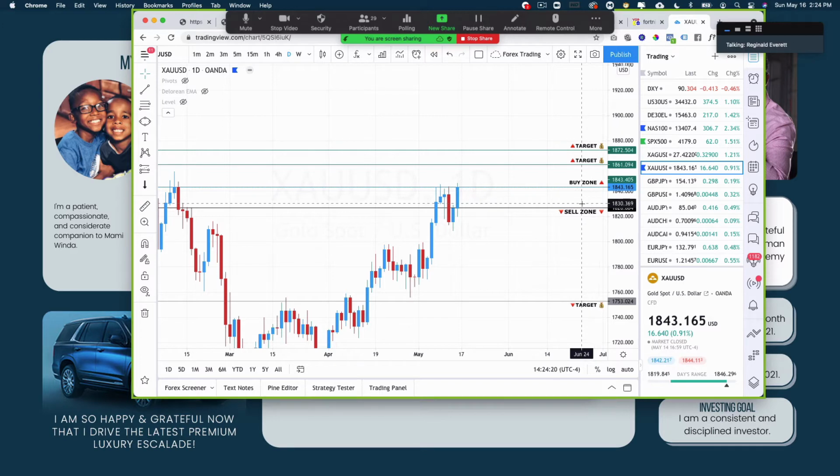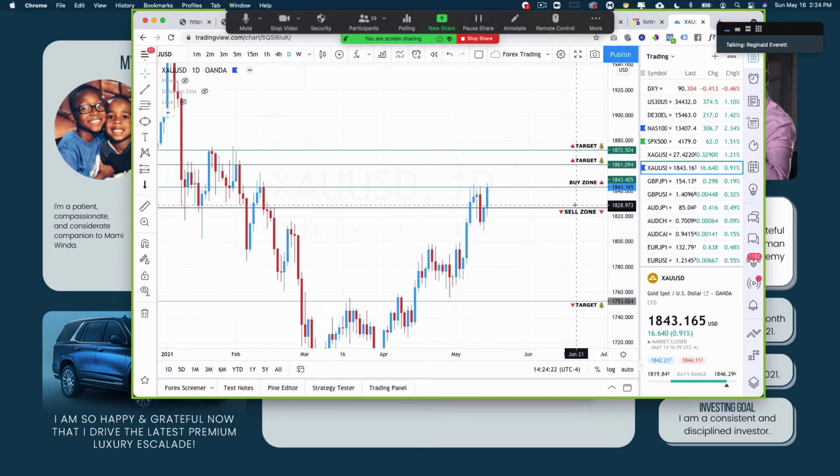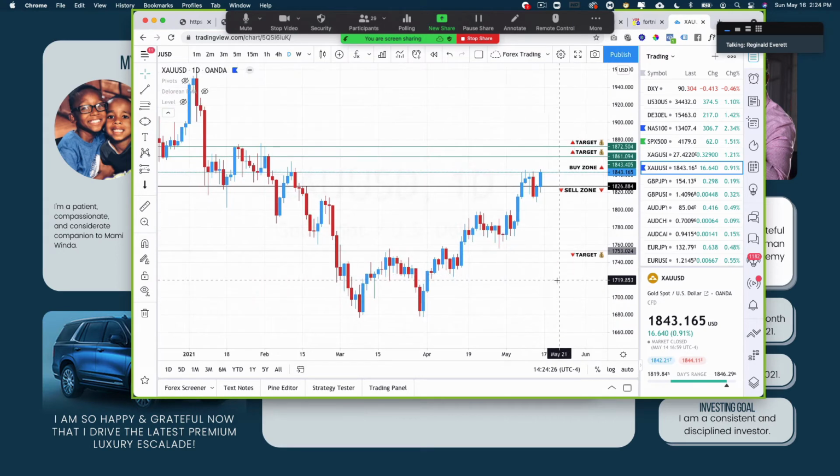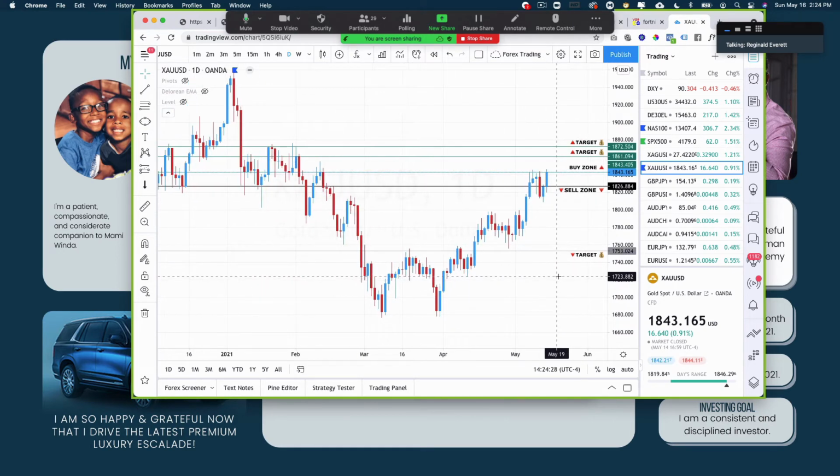Yes, it makes sense. Okay, and I do understand what you're saying about the imbalance part. So I have one more question, if you don't mind. When do you ignore imbalance if something doesn't go back to it? So, for example, where you are now in XAUSD, on May 6th, it looks like there's imbalance right there.